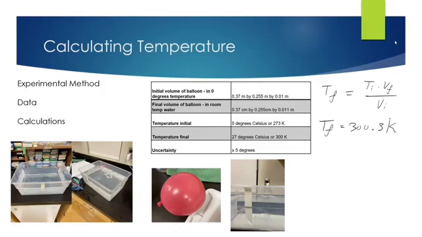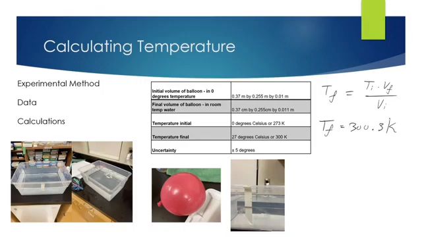Then, by measuring the dimensions of the tub with the makeshift ruler as previously mentioned, as well as the change in water levels, we applied the relationship equation for the volume and temperature of gas, which is temperature final divided by volume final equals temperature initial divided by volume initial, which can be rearranged as shown right here. This equation gives us the temperature for the room temperature water.